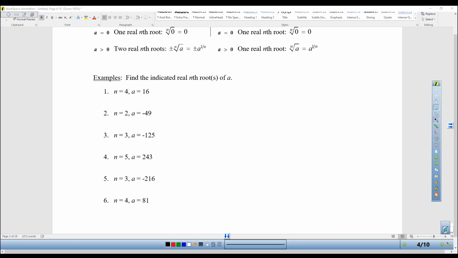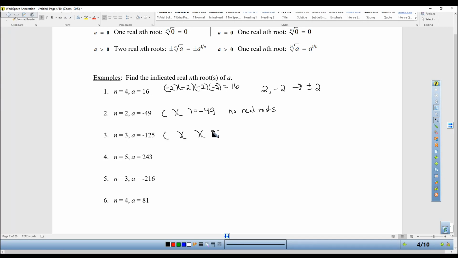Find the indicated real nth root of a. So in other words, you need something that when you multiply it 4 times by itself, it's going to give you 16. So what times what times what times what is equal to 16? Well, that number could be 2 or -2, which of course you can write as plus or minus 2, because just like 4 positives would obviously make a positive, 4 negatives would also make a positive, so there's 2 answers. What 2 identical numbers would make -49? That's never going to happen. So there are no real roots. Of course, we know that we could use an imaginary number i, but there's no real roots.